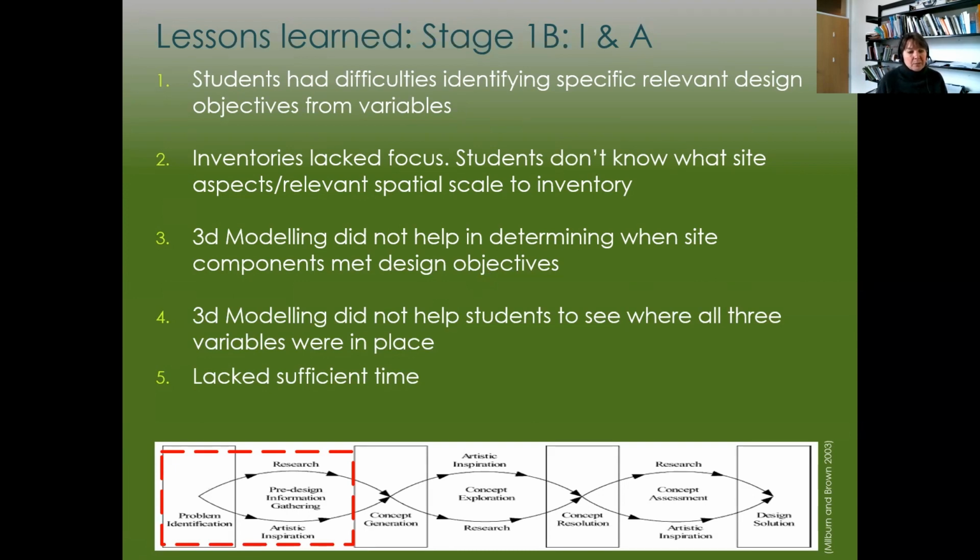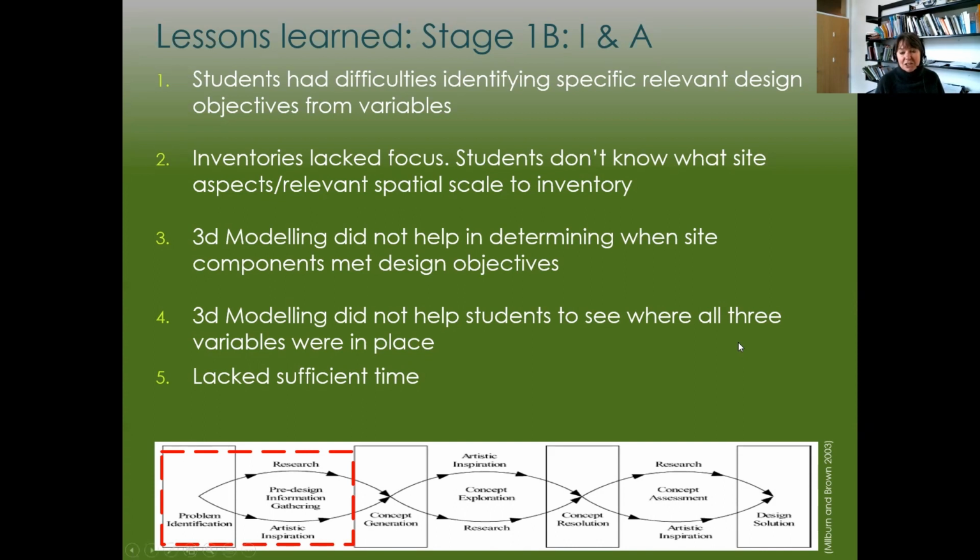It also didn't help them see where all 3 variables were in place. The modeling didn't show where they needed to have microclimate objectives met, shading, direct and indirect, met, and a good activity to attract children. All 3 had to be in place to support behavior, but the modeling only showed some variables singly in place. So that wasn't so good.